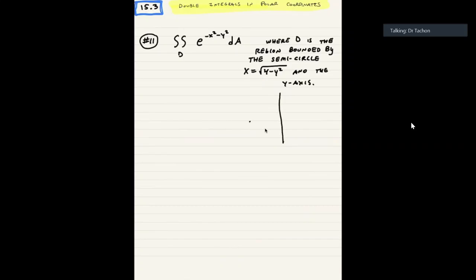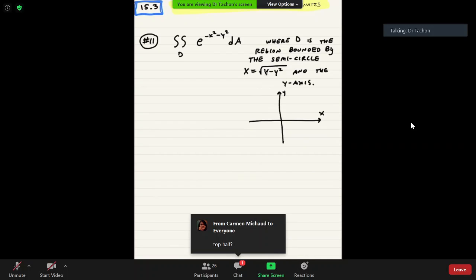To the top half, bottom half, right half, left half? I'm dealing with a semicircle, but where is my semicircle here? Is it the top, the bottom? This right here, it's x equals, okay? So the radius is going to be 2, all right? So it's a semicircle, but where is it?